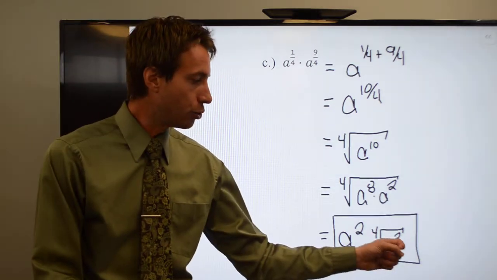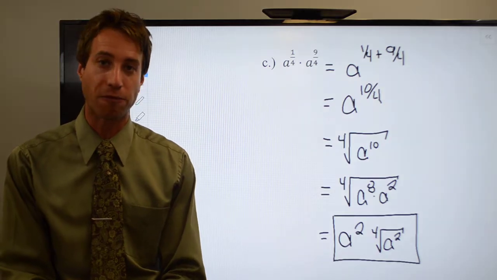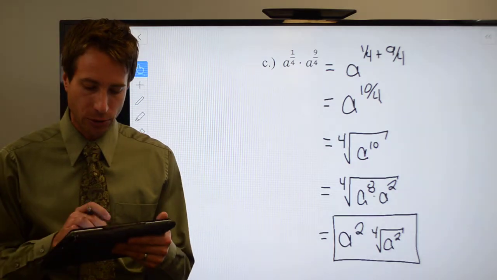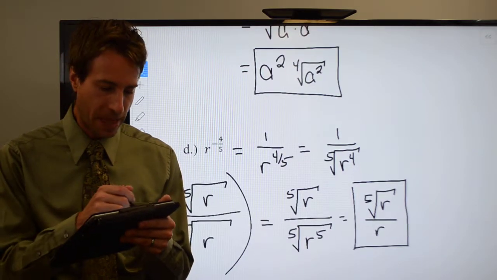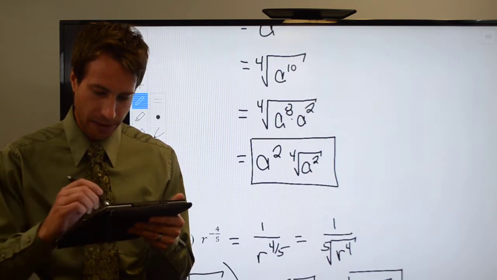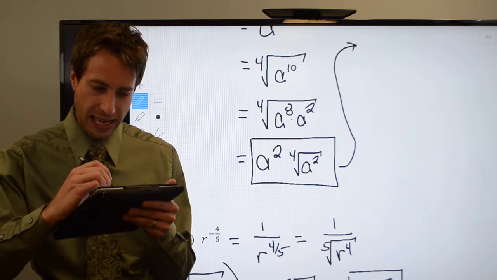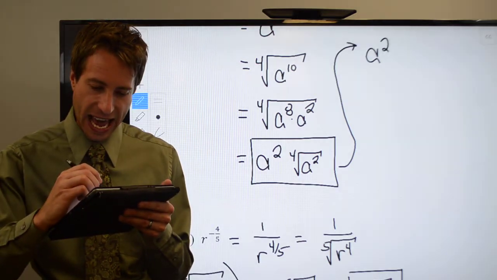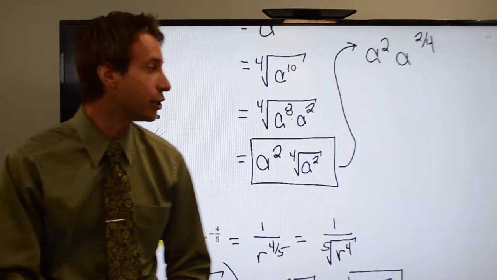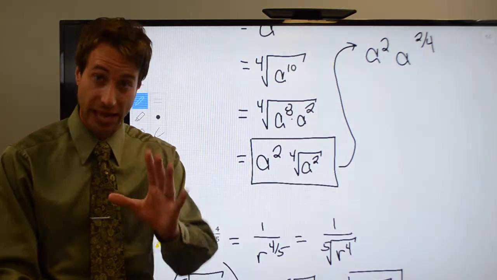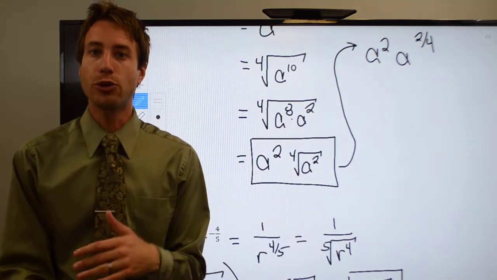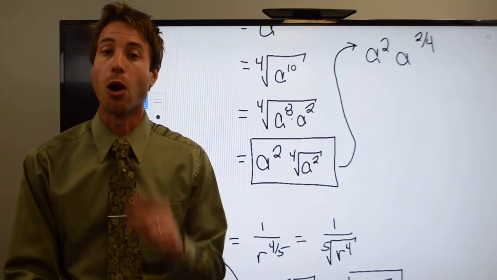2 is not evenly divisible by 4. However, something very interesting happens here that you do need to be able to do. Let me rewrite this as an a squared, and then I would have a to the 2 over 4, right? Because I can rewrite this as an exponential expression, so the index becomes the denominator. Well, 2 divided by 4 turns out to be 1/2.